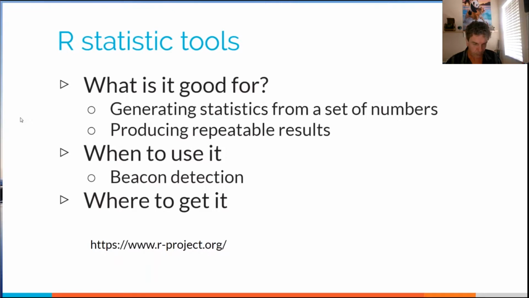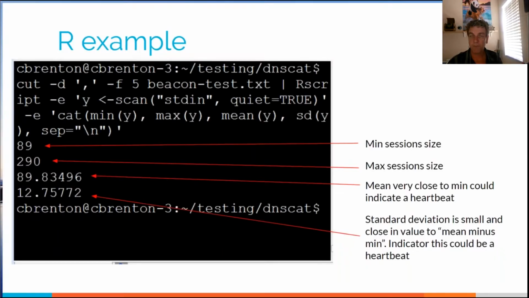Now, what's my mean? In other words, where does a majority of those lie? If it's close to that 50 byte mark, that's usually an indication of a heartbeat. If it's exactly in the middle, well, I've got a mix of session sizes and it's probably not going to be a beacon. But if it's fairly close to what my minimum is, yeah, that could be a beacon. This is something worth paying attention to.